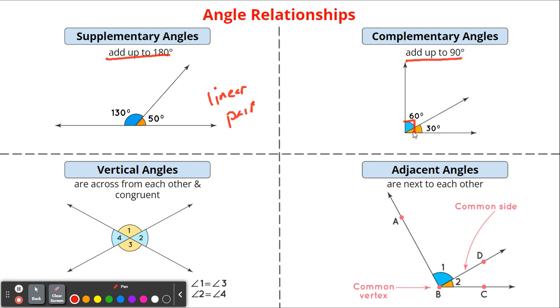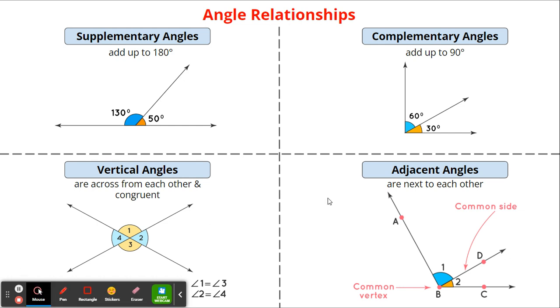Remember, in supplementary and complementary, it doesn't necessarily mean that they are adjacent to each other. As long as when you add them, they sum up to 180, it will be supplementary. If they sum up to 90, it will be complementary. We also have vertical angles. These are angles that are formed by intersecting two lines. They are across from each other and they are congruent. Remember, when we say congruent, they have equal measure. And we have adjacent angles. They are simply next to each other because they share a common side and a common vertex. But we cannot say anything about their measurement, only the position.